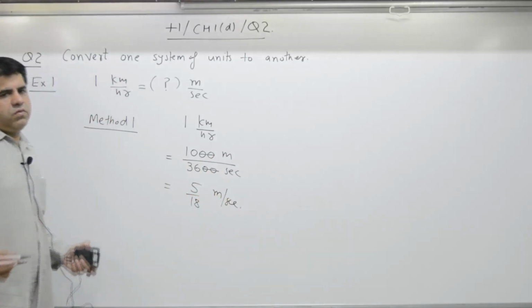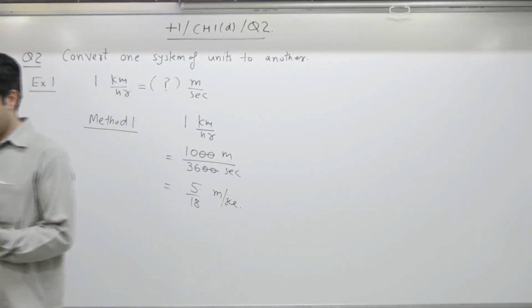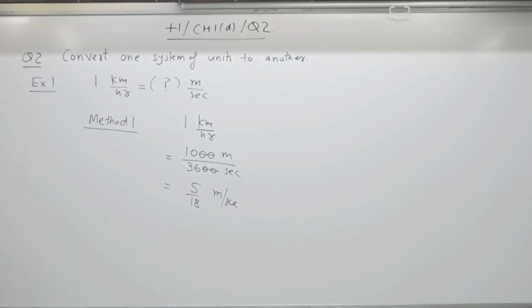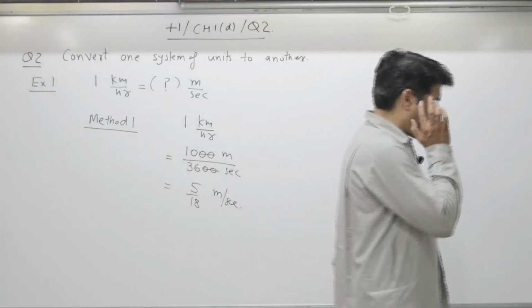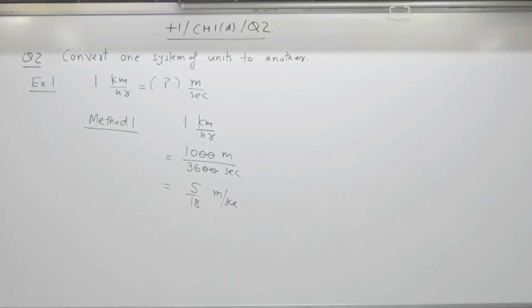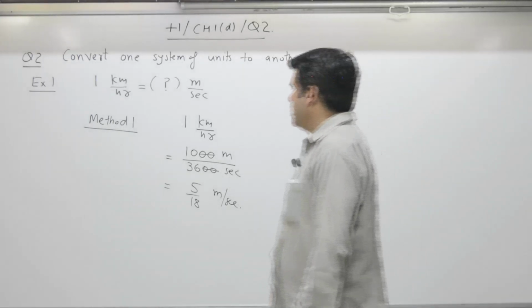So take a minute to note down the change without dimensions. The school method is followed. 1 kilometer per hour is equal to how many meters per second?